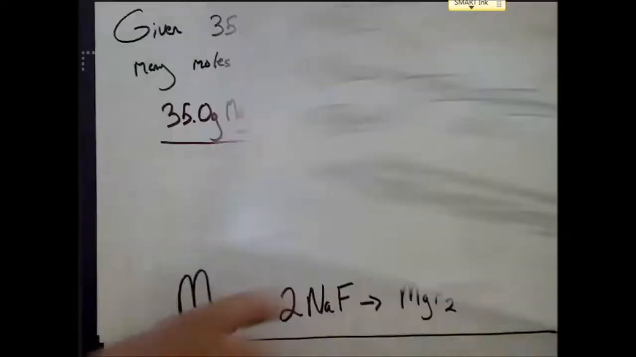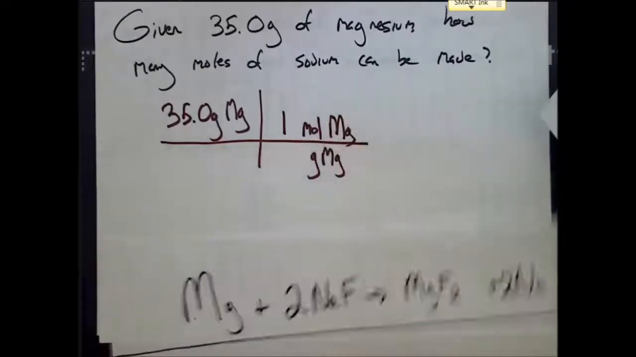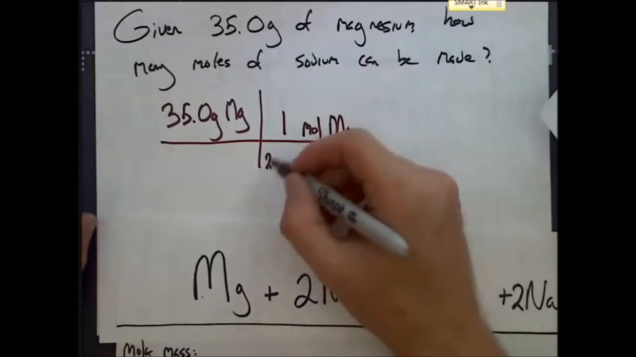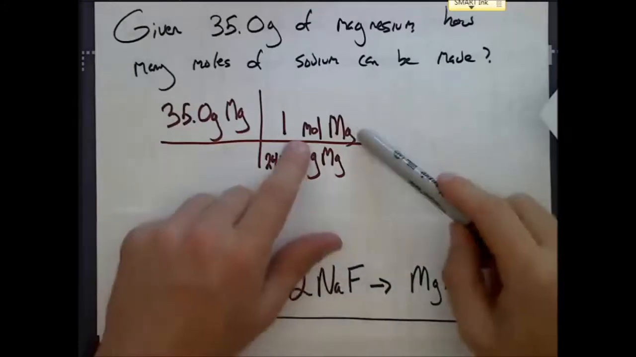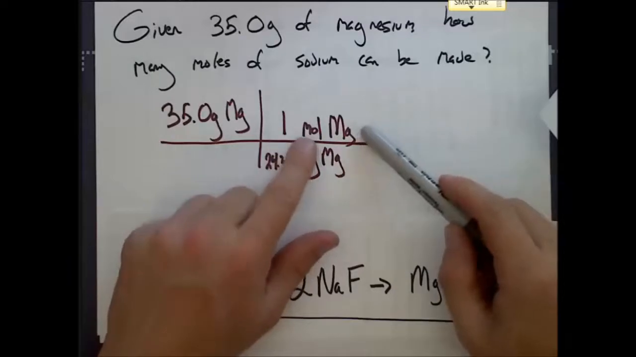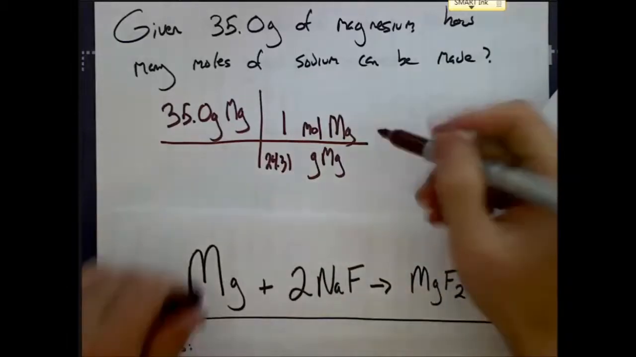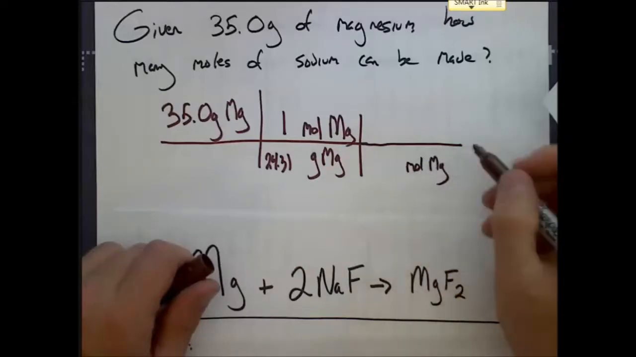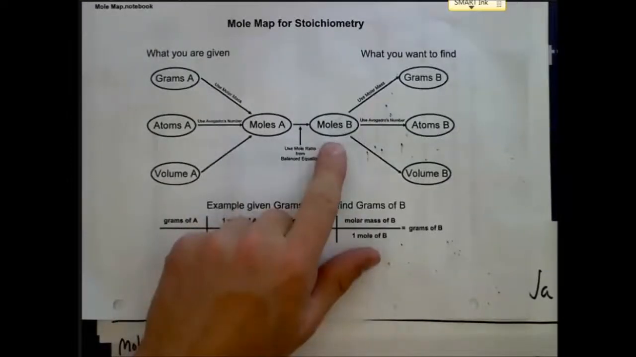Next step, we can go to moles of B. So let's finish this one, write in what we know. 1 mole is 24.31 grams. And if you don't have this handy piece of paper, you can find that on the periodic table. Well, one thing that we need to check: moles of magnesium is not what we want. This thing asks for moles of sodium. So we need to add another step. That's our cue. Cancel automatically. Next, the mole map says to go to moles of B, so we just need to put that up there.